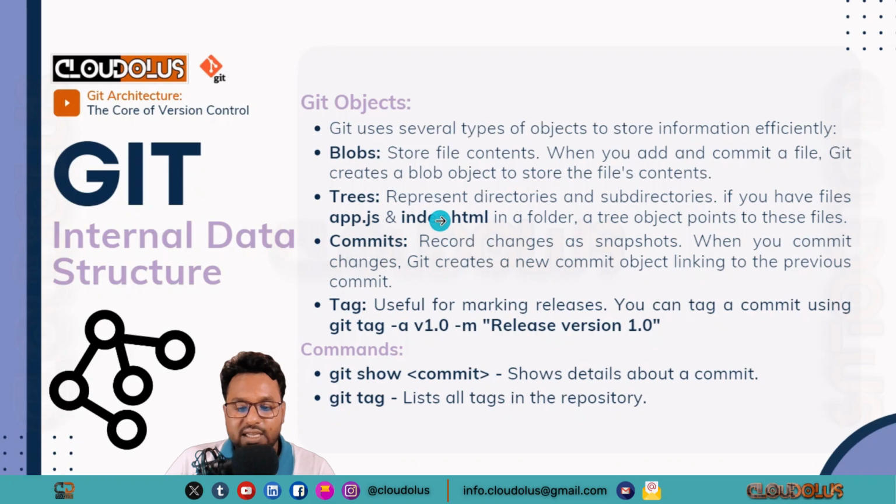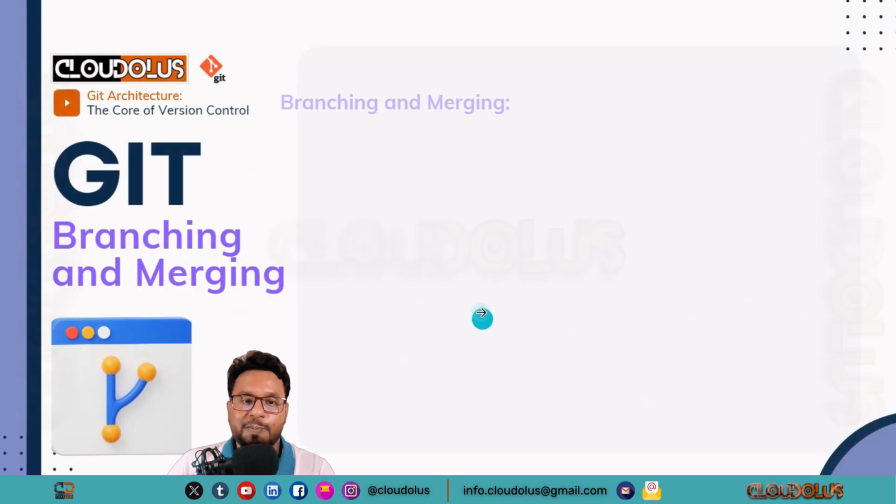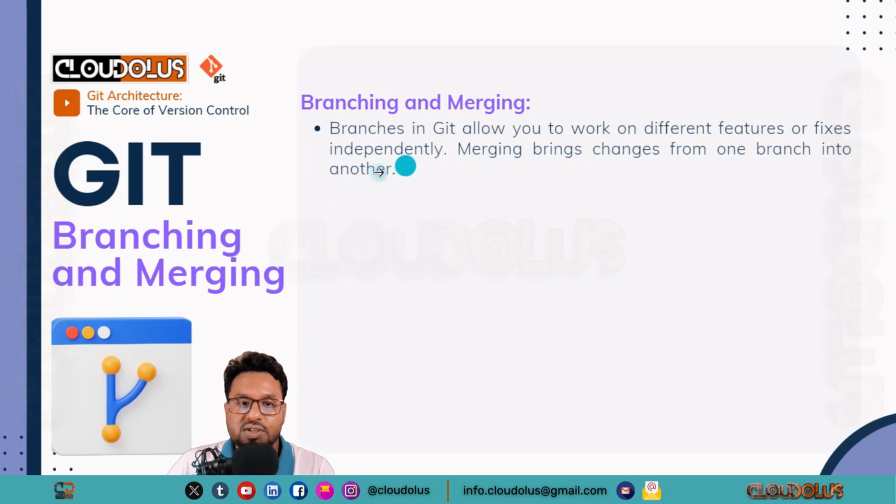Then we'll go to the next stage, which is Git branching and merging. So what is branching and merging? Branching allows Git to work on different features or fixes independently. Merging brings changes from one branch into another. Branching lets you make a different branch for any kind of changes, updates or new features, separate from the main branch.